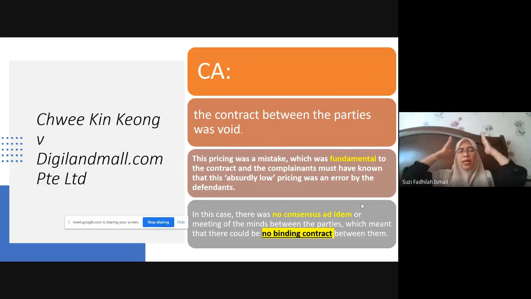Remember when we discussed, it must be a meeting of minds. Meaning here, the offeror wants to sell this and you are buying that. So here, the offeror doesn't want to sell this thing at this price. So there's no consensus ad idem.